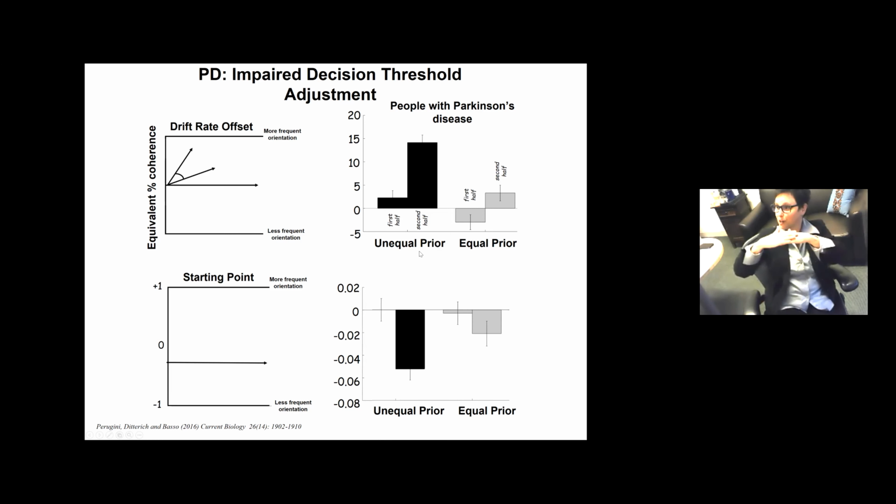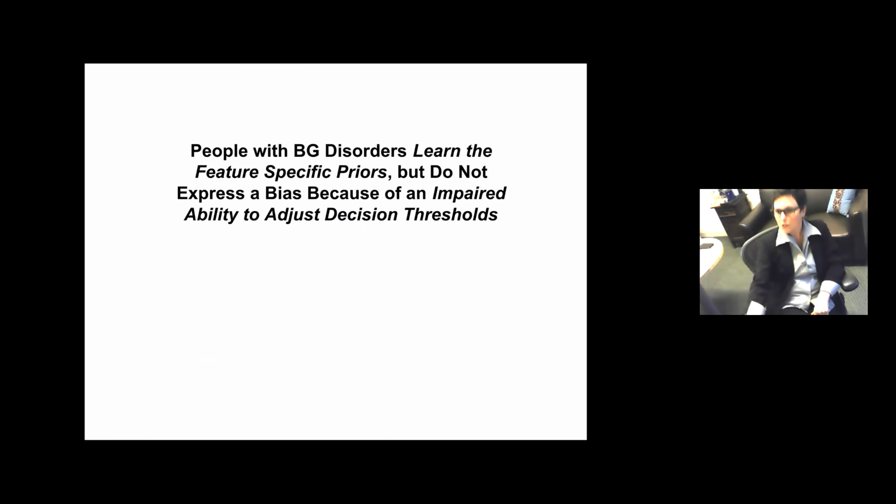So you bring your start point closer to the more frequent choice, and you bring your drift rate offset to be faster, so you make more frequent choices more often, right? Does that make sense? Sort of? Yeah, great. So people with PD were impaired at this. They showed this impairment at the starting point, and they were able to adjust the drift rate offset, but they probably adjusted it too much, actually. But that's another story we can talk about later.